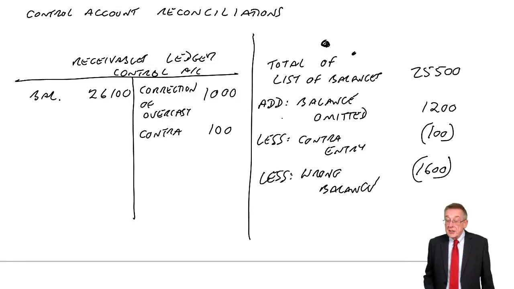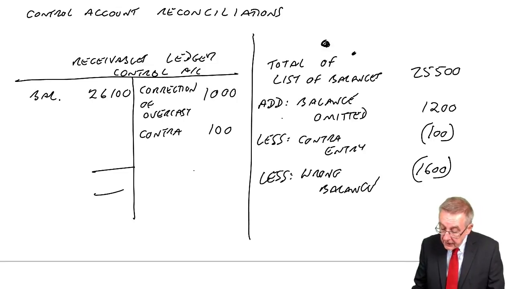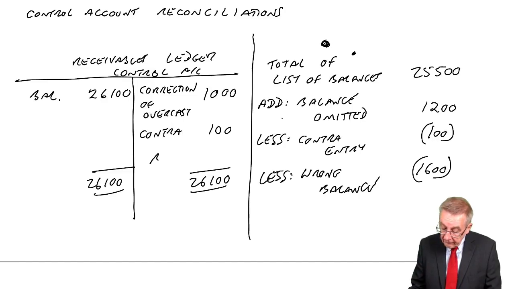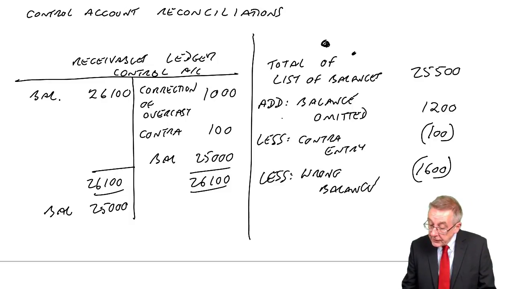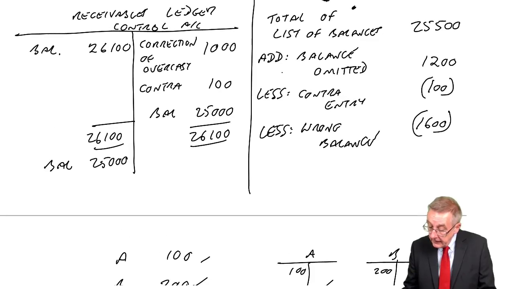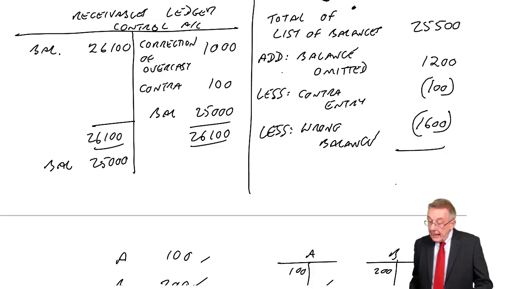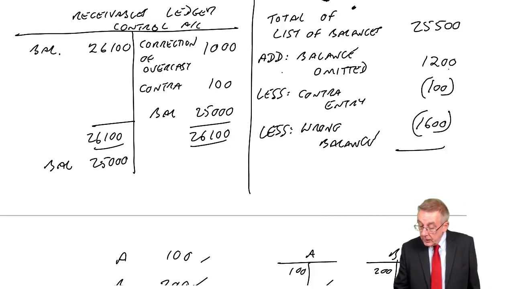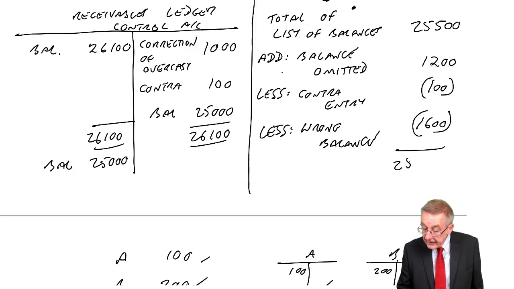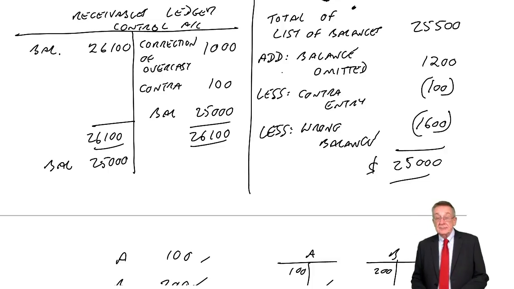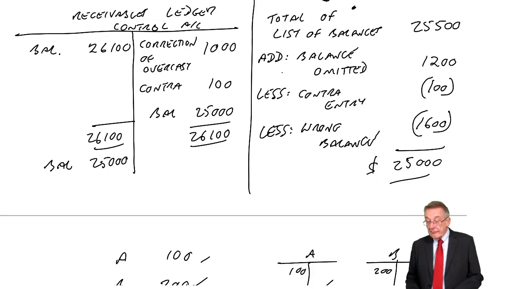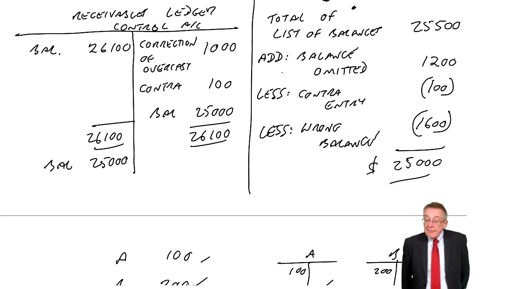And so we've put through all the adjustments. What's the correct balance on the receivables ledger control? I get a balance of 25,000. And what's the correct total on the list of balances? 25,500, add 1,200, subtract 25,000. And of course, the two do now agree. So, I hope that's clear.